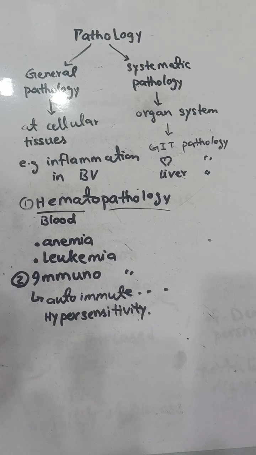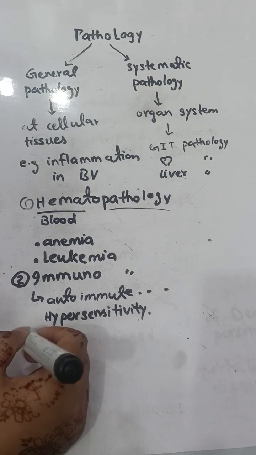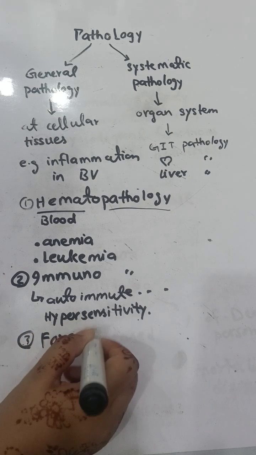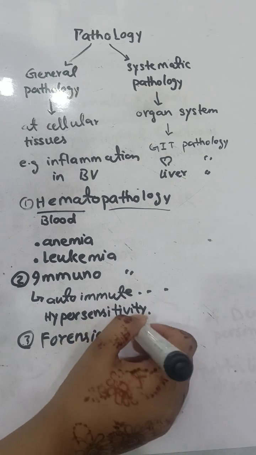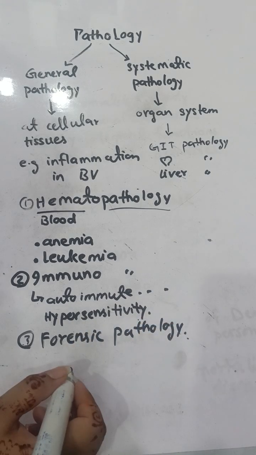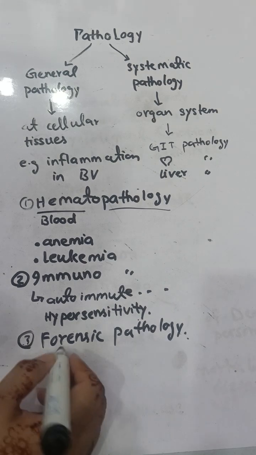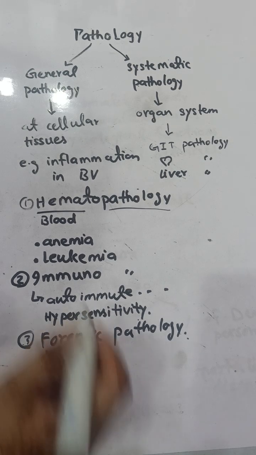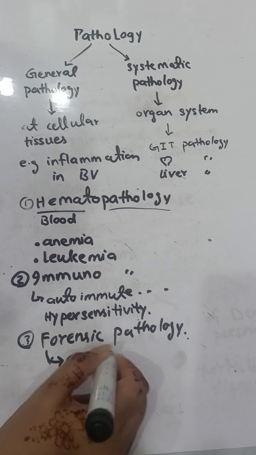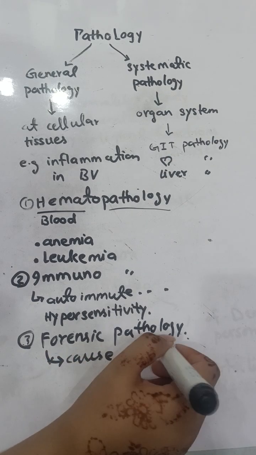The next type of pathology is forensic pathology. What is it? The third type is forensic pathology. It is used to determine the cause of death. What is the cause? Why does it occur? It's called the cause of a disease.